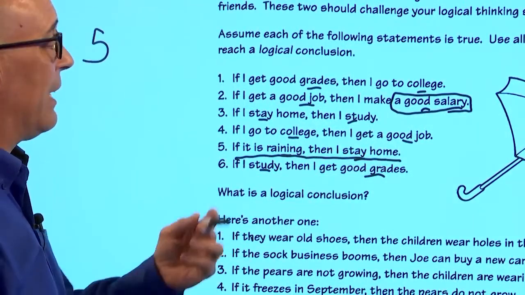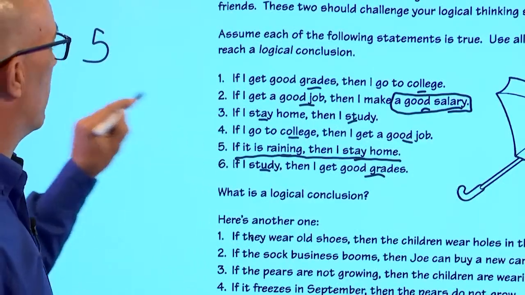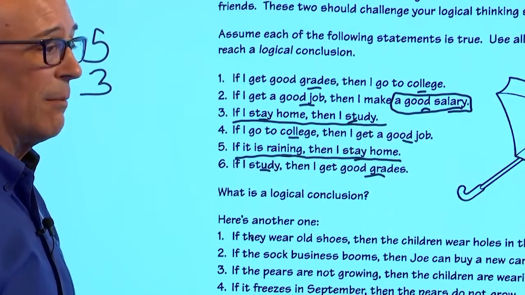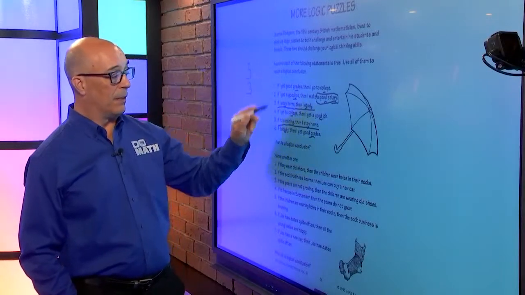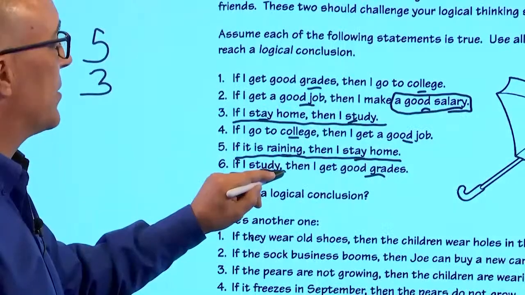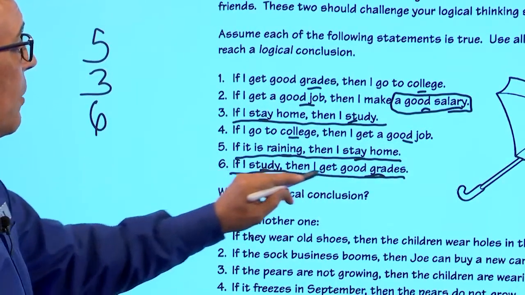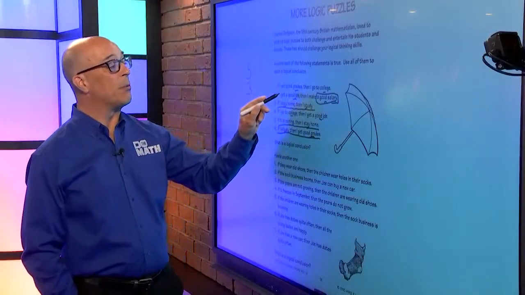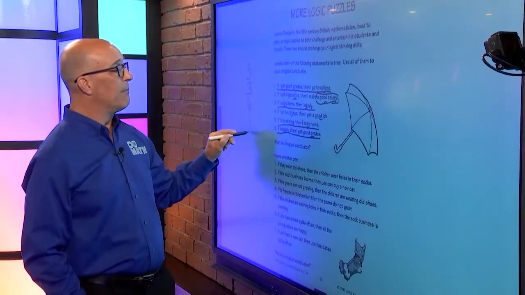So let's find out if I stay home, what happens. If I stay home, which is 3, then I study. So we ended with study, so I have to begin with study, which is right here. If I study, then I get great grades, so there's 6. So I ended with grades. I go to a beginning statement that begins with grades. If I get good grades, then I go to college, 1.